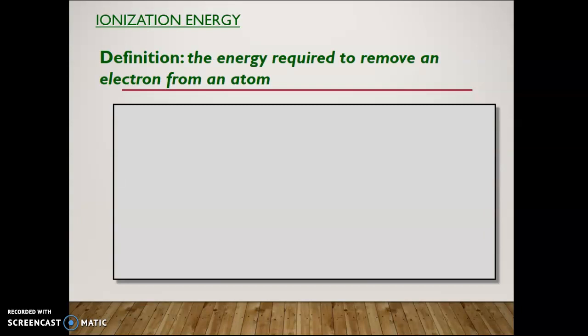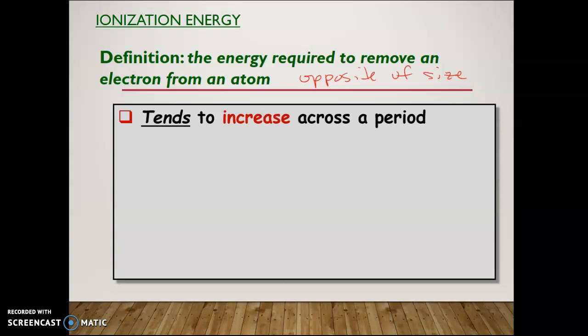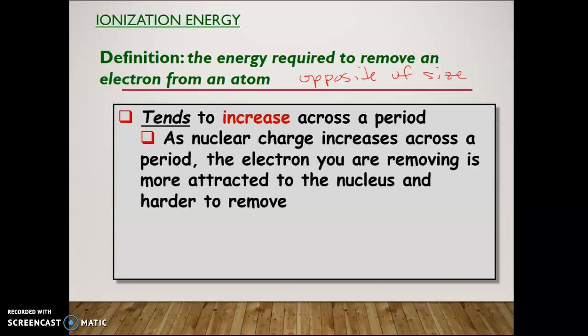Our second trend is ionization energy, which is the energy required to remove an electron from an atom. If you think through this, it should be pretty simple to you that it's going to be the opposite of size. The smaller your atom is, the harder it is to remove an electron, right? Because if an electron cloud is small, that means that nucleus is really trying to hold on to those outer electrons. So you tend to increase from left to right across a period. As your nuclear charge increases, you are pulling that shell in closer, making that electron harder to remove.